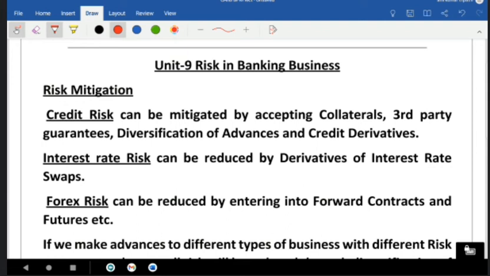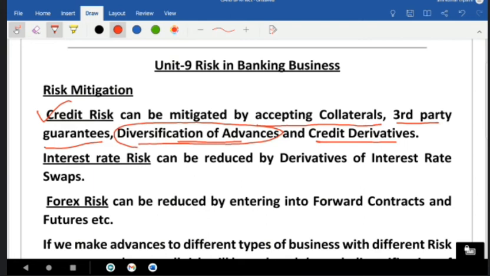Number one, credit risk is a very popular risk. It can be mitigated by accepting collaterals. Like if one customer is taking some loan, you can ask for some collateral, maybe an asset, maybe jewelry, maybe FD, maybe a house. Third party guarantee is also there, and diversification of advances and credit derivatives. You can diversify your advances, that means instead of giving to one customer, you can give to 100 customers or many customers. And credit derivatives, that means you can form a bunch of credit derivatives, you can create your own bunch of facilities.